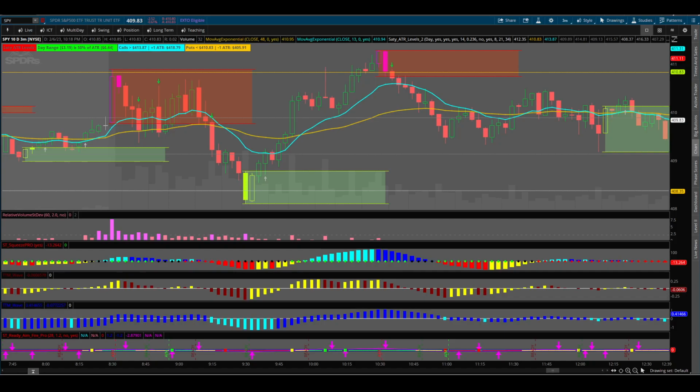Hey everyone, so this is the first tutorial of the PAM indicator, and it stands for Price Action Momentum.